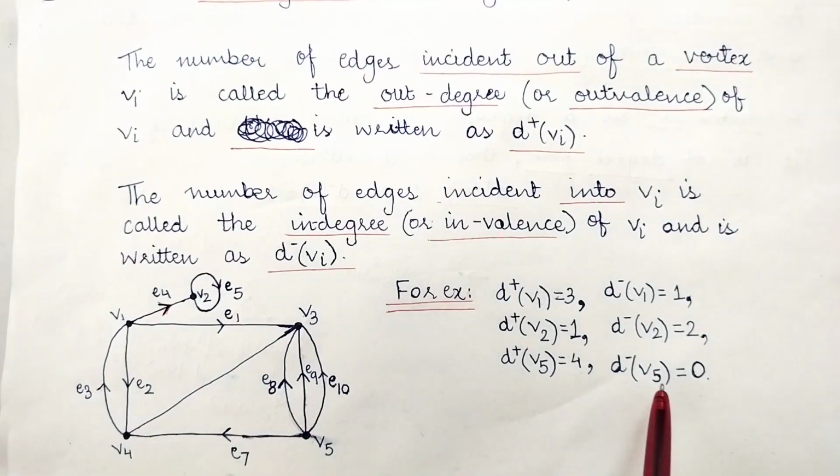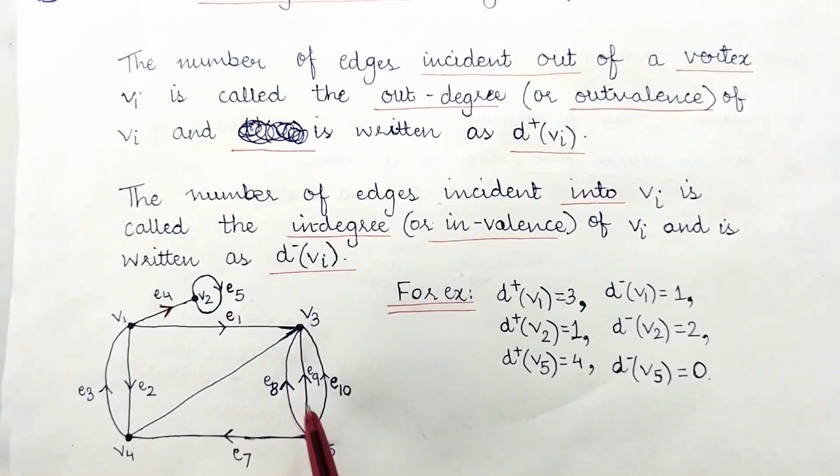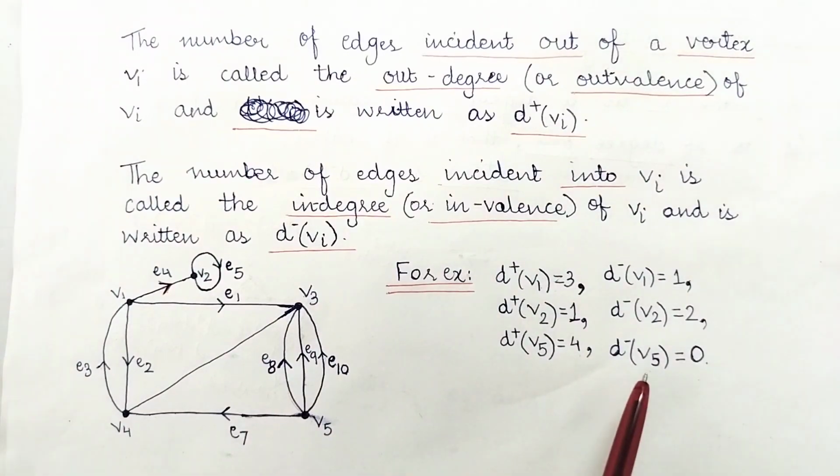Now what is the in degree of vertex V5? The in degree of vertex V5 is 0. Why? Because there is no edge which is incident into vertex V5. If you look at vertex V5, there are total 4 edges which are incident upon V5, and all those 4 edges are incident out of vertex V5. None of them are incident into vertex V5. So there is no edge basically which is incident into vertex V5. Hence, the in degree of vertex V5 is 0 here.